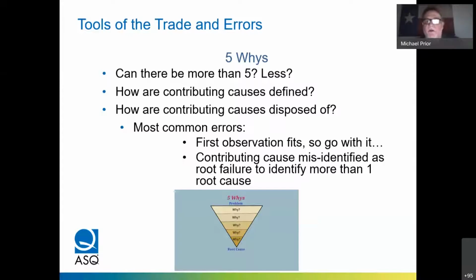Most common errors: contributing cause misidentified as root failure, in order to identify more than one root cause. They're looking to come up with multiple root causes for issues that generally only have one.